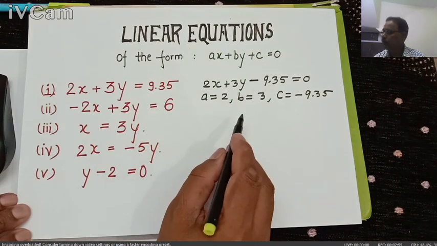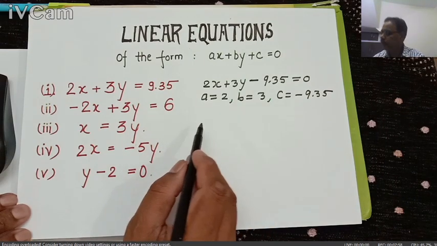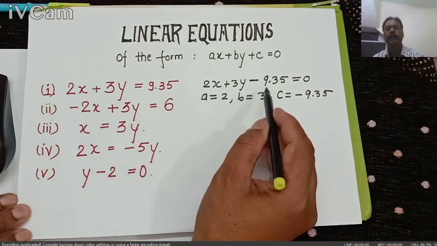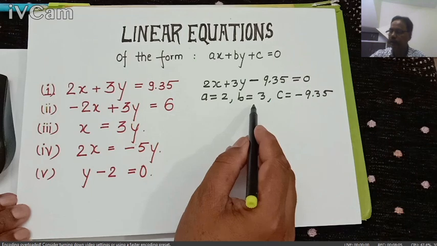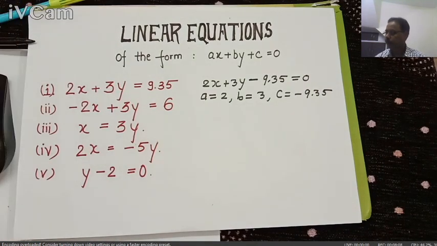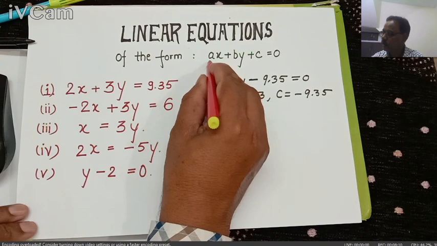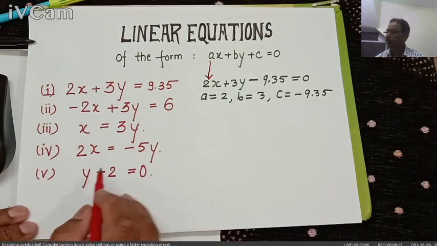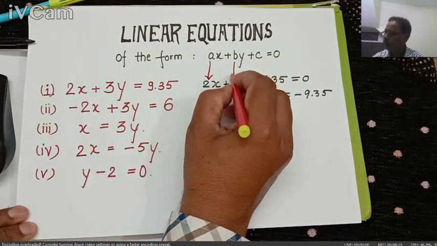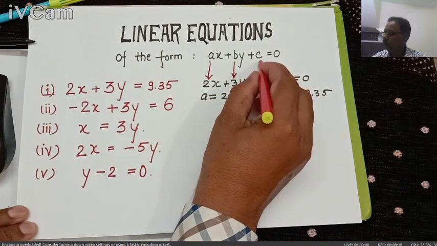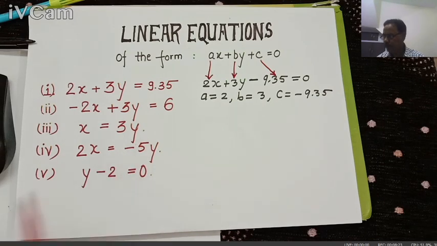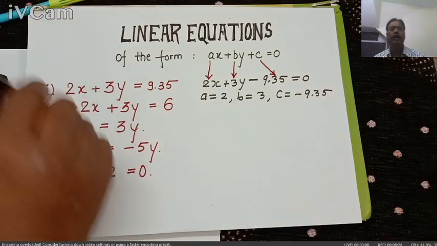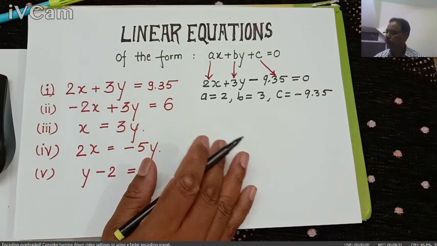So in this way we shall write it in the standard form and write the values of a, b and c like this. Let us see. This is the value of a and this is the value of b and this is the value of c. You can see here. So we have written the equation in ax plus by plus c equal to 0 form.